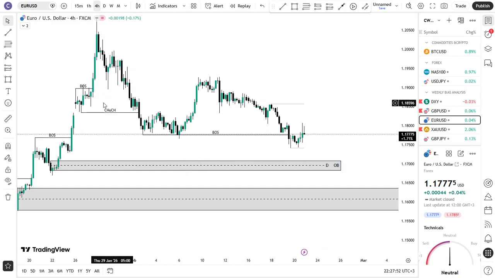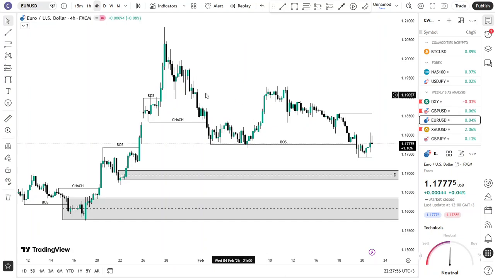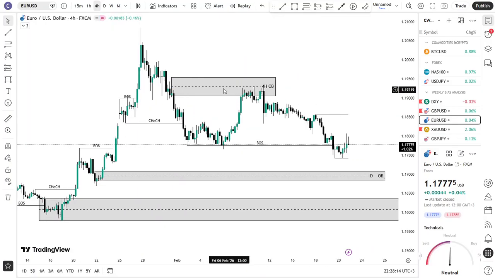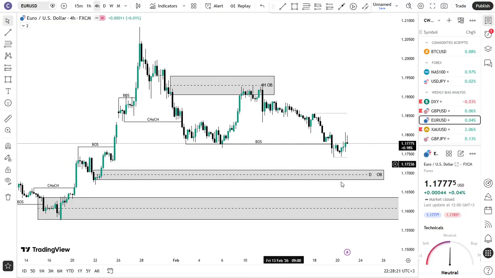So on the 4 hour, we had this break of structure, change of character, and price reacted on this OB, guys. As you can see, I caught the move last week, but the move was very slow. It was going so slow. So that was our 4 hour OB, and price reacted midsection. And when you go to the lower time frame, you'll see that price created a change of character.